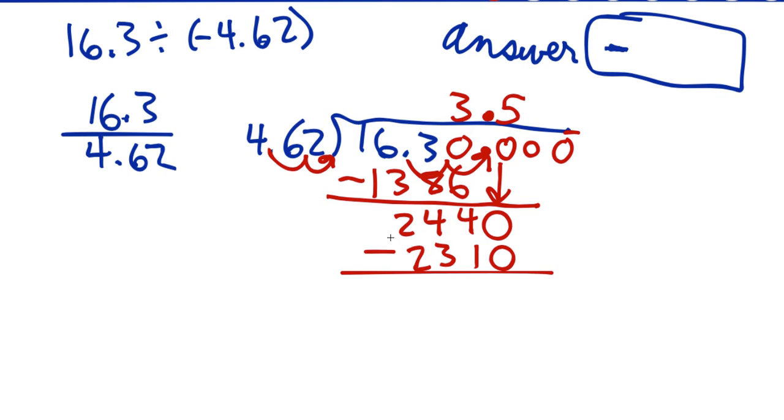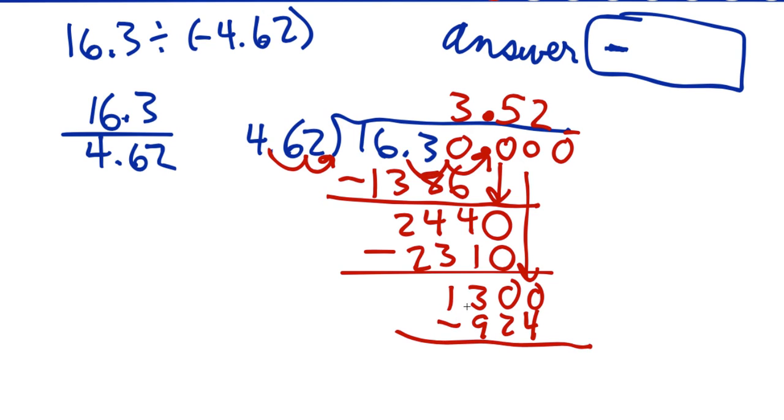Draw the line, change the sign. 2440 minus 2310 is going to be, okay, I'm going to have 0 here. 4 minus 1 is 3. 4 minus 3 is 1. And then I'm going to drop a 0 here. So now we've got 462 into 1300. That goes 2 times, because 2 times 462 is 924. Excuse me, draw the line, change the sign.